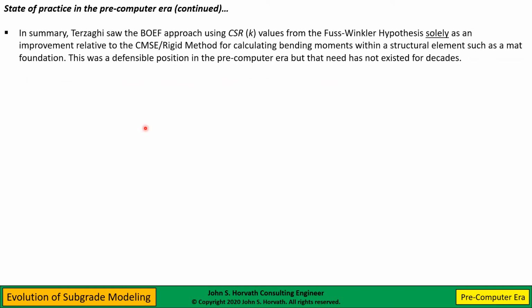In summary, and I have made the point, I think already, but I'll summarize it. He saw the beam on elastic foundation approach using constant coefficient of subgrade reaction, or K values, from the Fuss-Winkler hypothesis solely as an improvement to calculate local bending moments in a mat or slab on grade or rigid pavement. And certainly in the pre-computer era, Terzaghi's paper was genius. There's no doubt about it. But the need to do what Terzaghi proposed has not existed for decades.